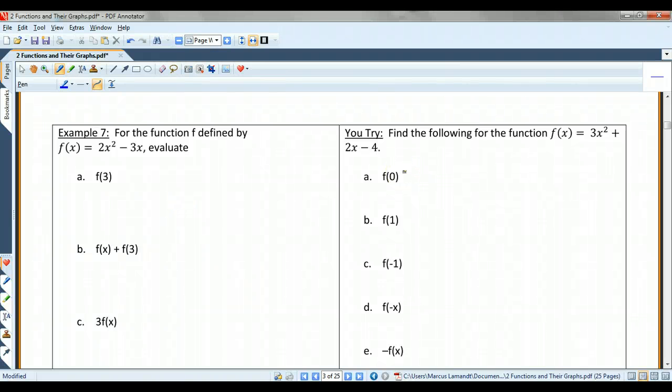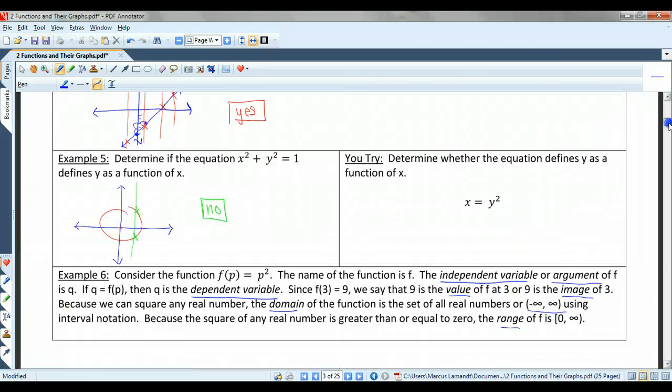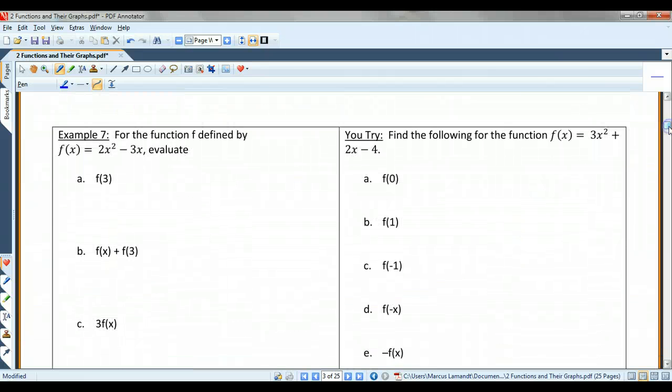Alright, this is 2.1 part 2. We're going to start at example 7. We already did up through example 6. Example 7. For the function f defined by f of x equals 2x squared minus 3x, evaluate the following.